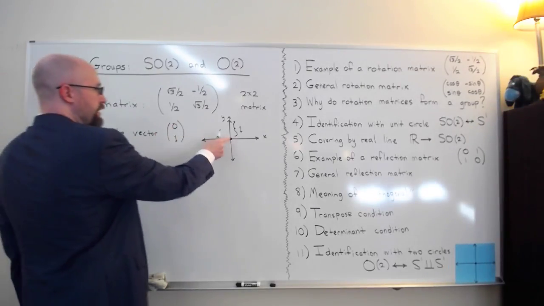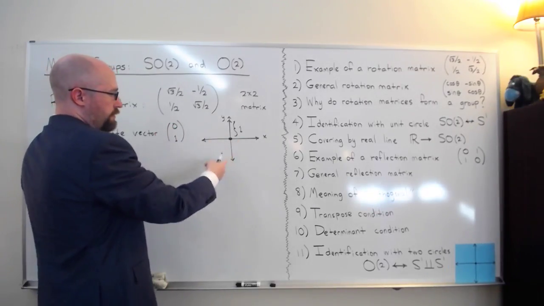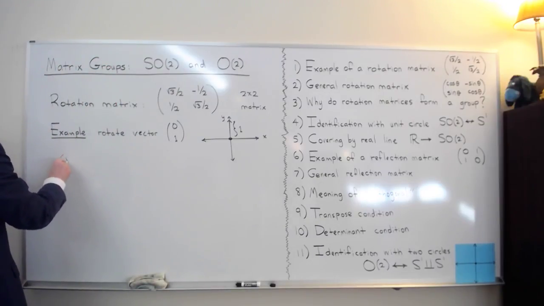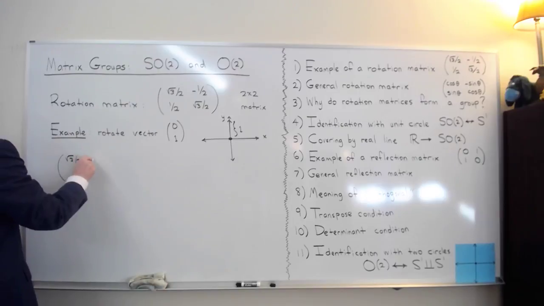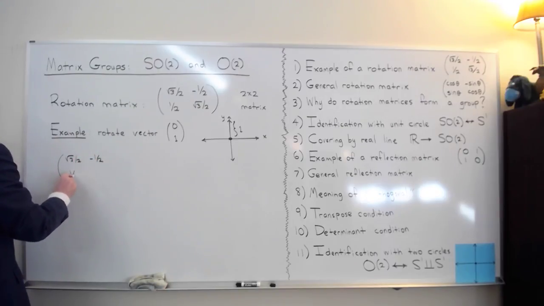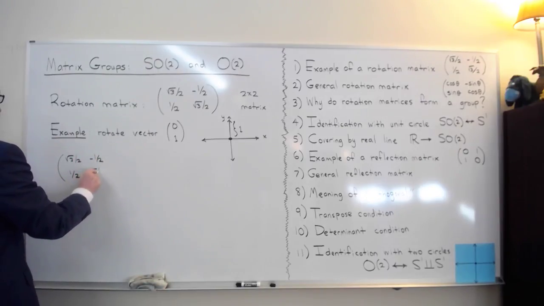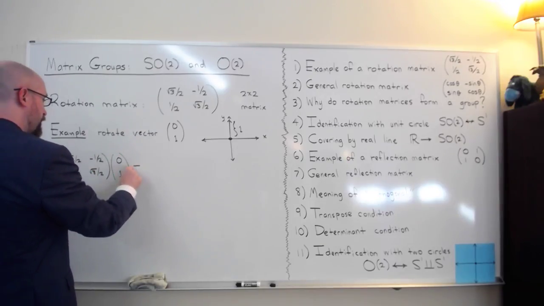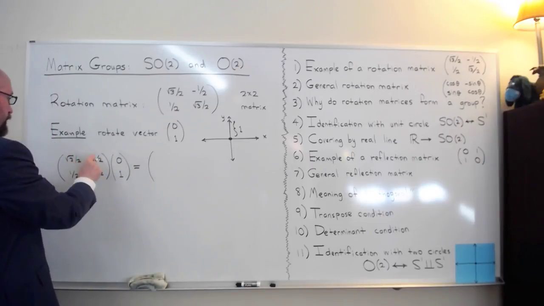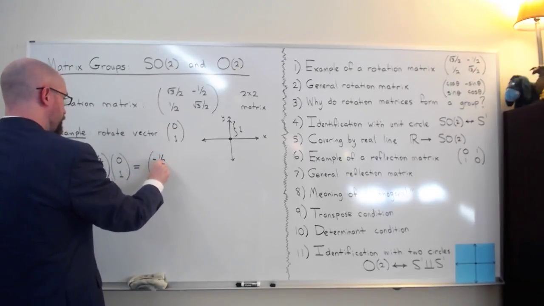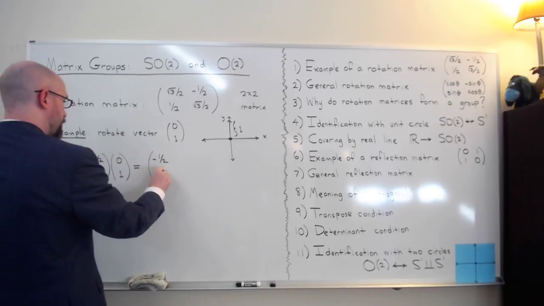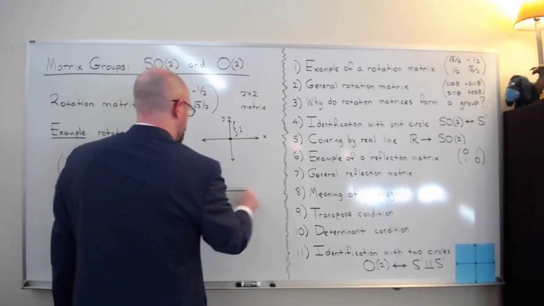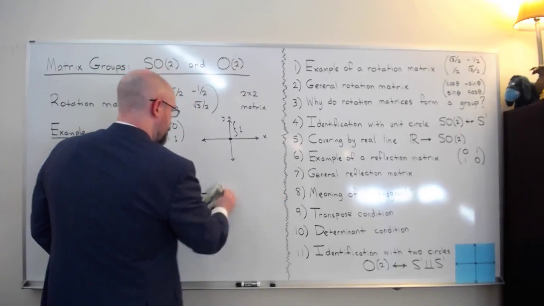Because the x component is 0, it doesn't have any component pointing in that direction. So we're going to take the matrix square root of 3 over 2, minus 1/2, 1/2, square root of 3 over 2, and multiply it by 0, 1. Watch what happens. This first row picks out a minus 1/2. The second row picks out a square root of 3 over 2. That's the vector you get, and the way this looks, that's messy.